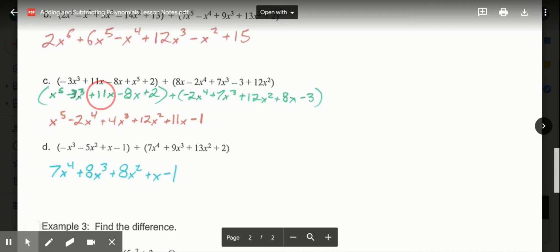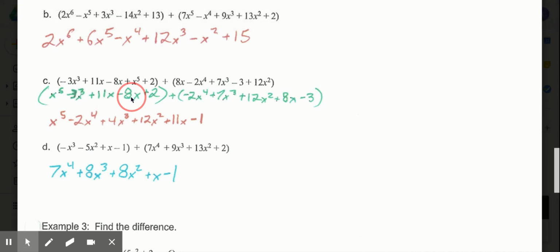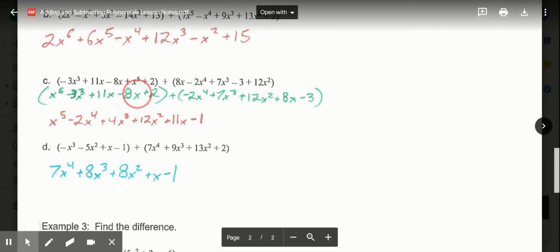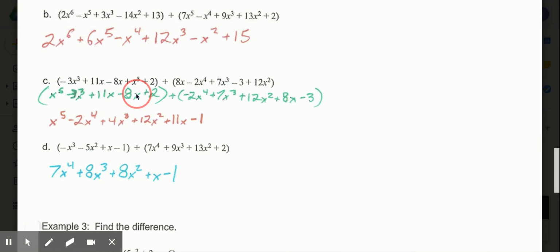A positive 11x, a -8x, so 11x minus 8x is 3x, plus 8x would give us 11x, and then a positive 2 and a -3 gives us a -1.